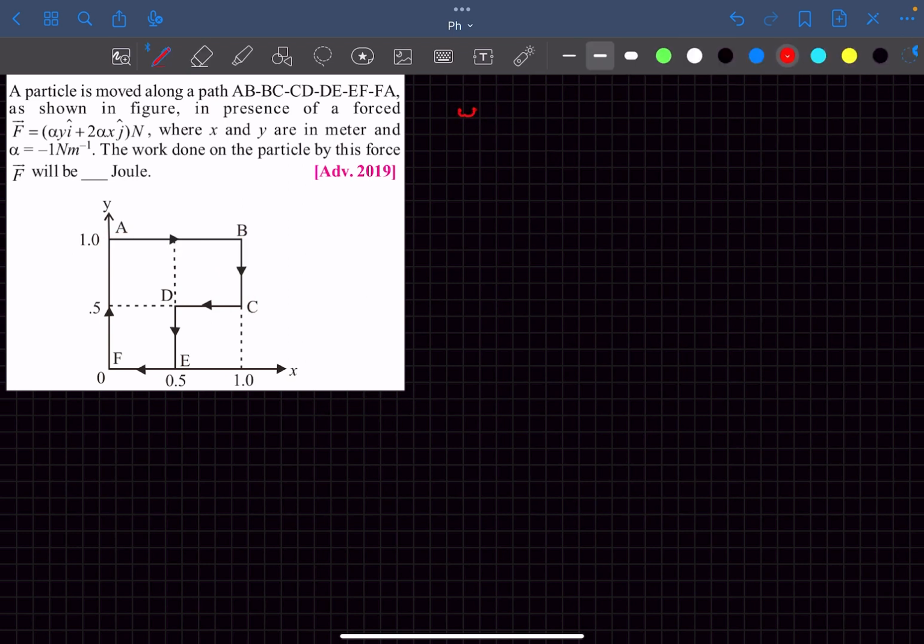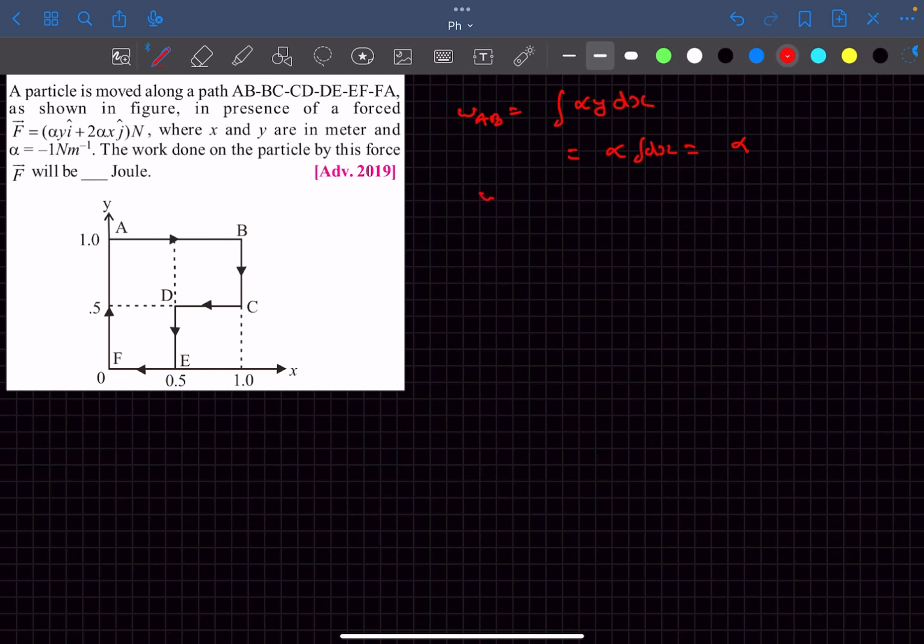So first, the work done along path AB. Now clearly along path AB, as the displacement is along the x direction, the y component of the force is of no use to us, just forget about it. The work done will be integral alpha y dx. Now we have two variables in it, so we have to eliminate one. As we can observe, this y value for the line AB is constant and it is equal to 1. So we can substitute y as 1, and this simply comes out to be alpha dx, which would be alpha, because integral dx would be 1, with limits from 0 to 1.